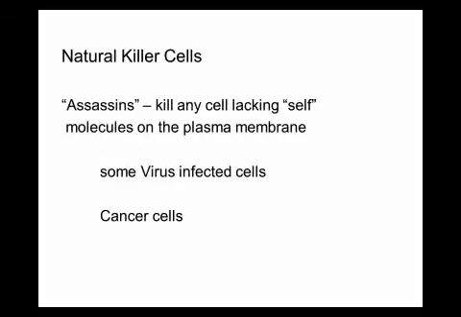Natural killer cells are assassins. These are cells that will kill any cell that is lacking specific self-recognition molecules. These are called major histocompatibility complexes. These complexes are what allows our immune cells to recognize our own cells. And so these natural killer cells will kill anything they come in contact with that does not have these certain types of self-identifying molecules. This includes some virus-infected cells, which will be lacking these. Also, sometimes cancer cells can be missing these self-identification molecules, and natural killer cells can destroy them.